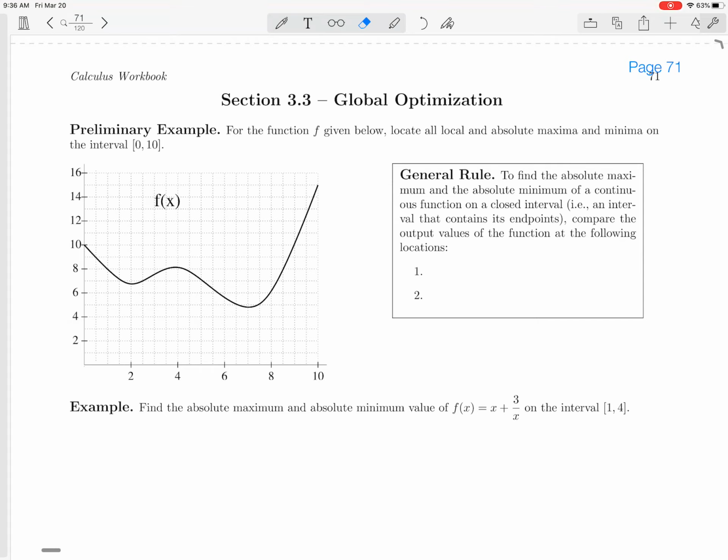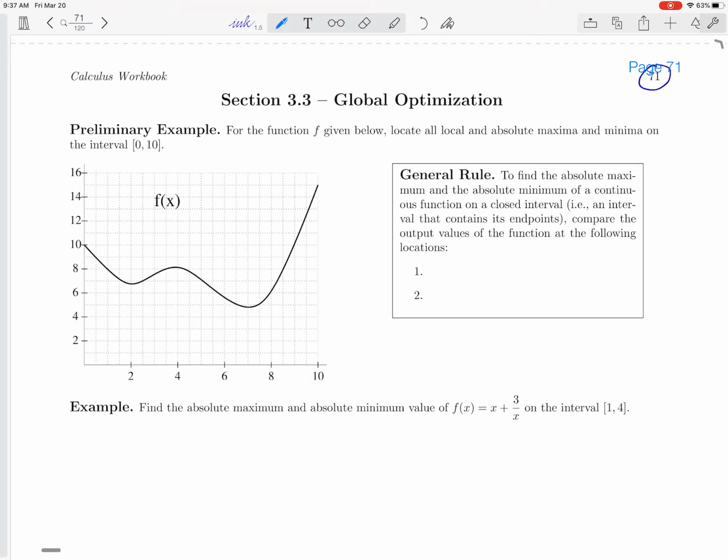Okay, so we are looking at the beginning of section 3.3 in the workbook, which is page 71. And in this section, we are going to be talking about finding absolute maximum and minimum values of a function. Okay, just to give you a little background as to why we might be interested in a problem like this, maxes and mins come up in a lot of different applications.